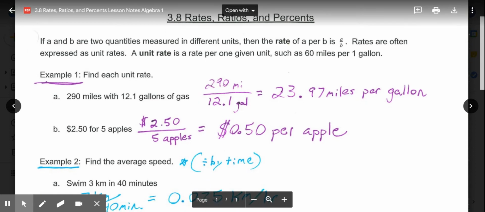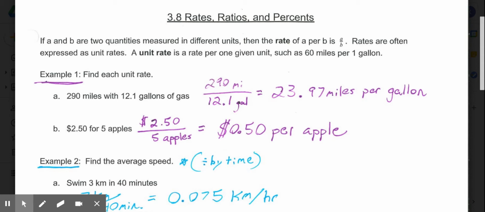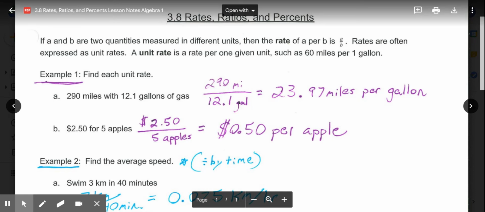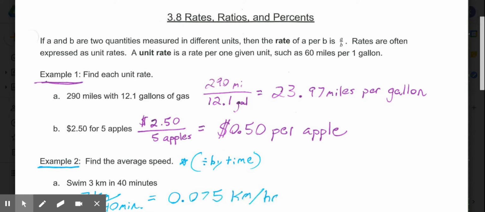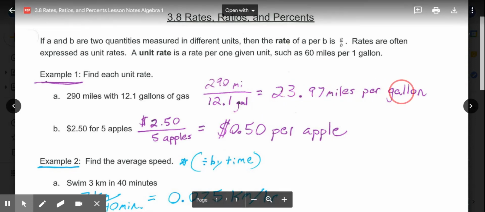In example 1, they ask us to find each unit rate. So we're trying to figure out the unit rate. If we have 290 miles with 12.1 gallons of gas, I want to find my unit rate of miles per gallon. So I'm going to do my miles over gallons. 290 miles divided by 12.1 gallons gives us our unit rate of 23.97 miles per gallon.